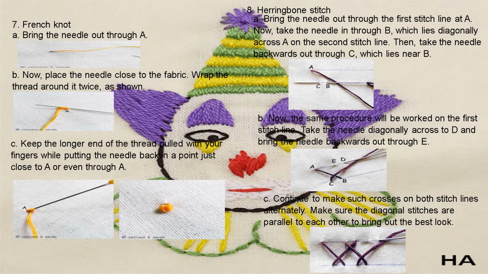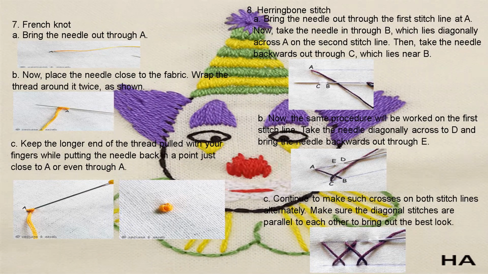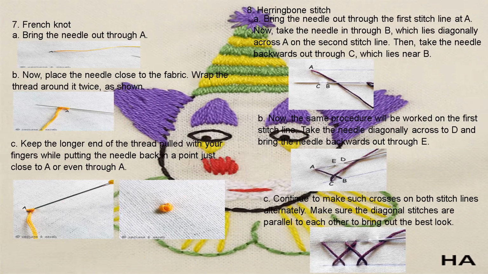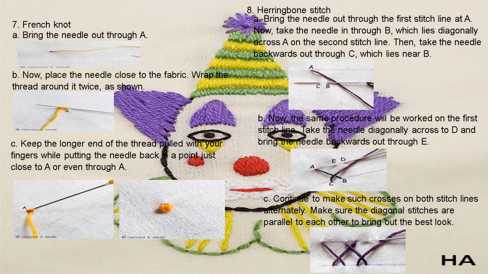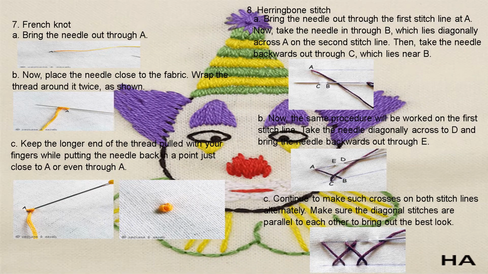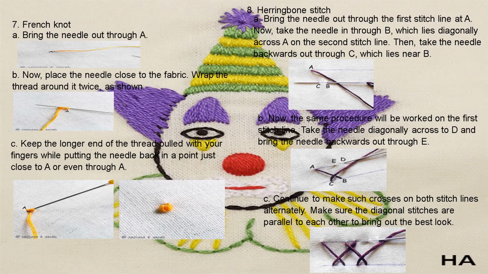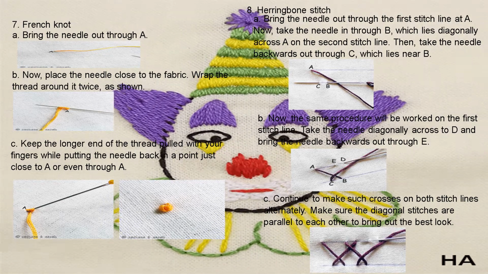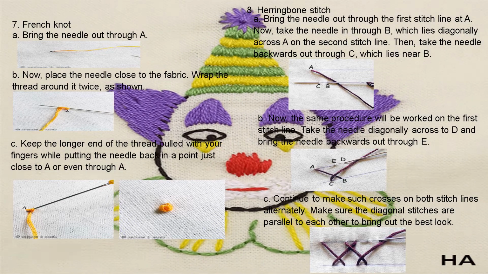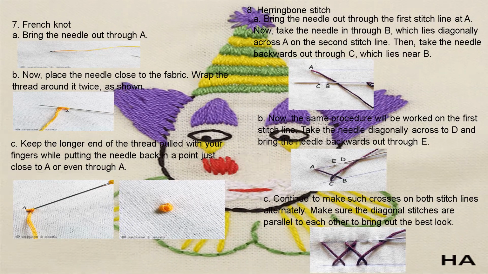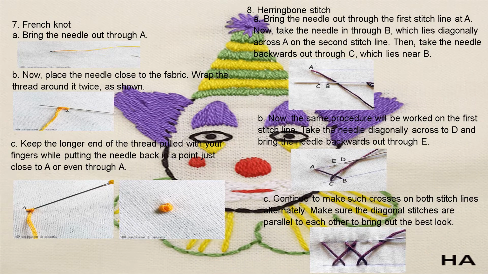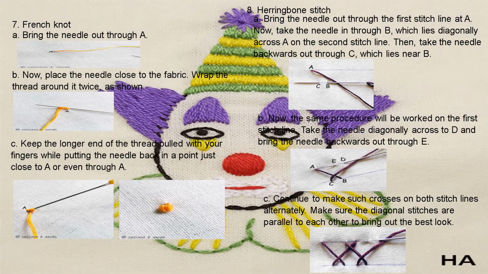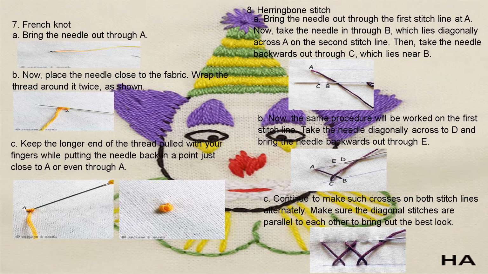Number 7. Fringe knot. The first thing to do in fringe knot, bring the needle out through A. Then, now place the needle close to the fabric. Wrap the thread around it twice as shown. Keep the longer end of thread pulled with your fingers while putting the needle back in at a point just close to A or even through A. As you can see in the pictures below.